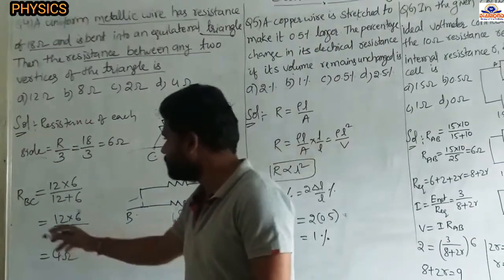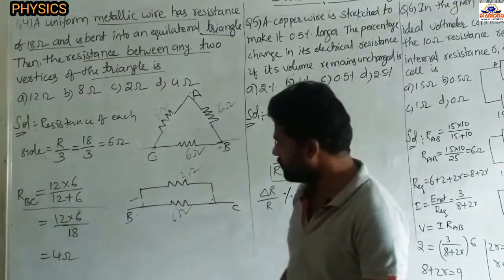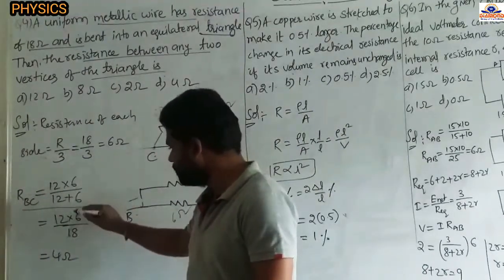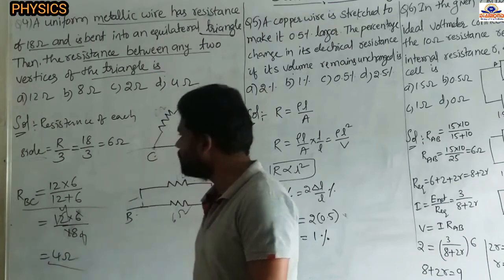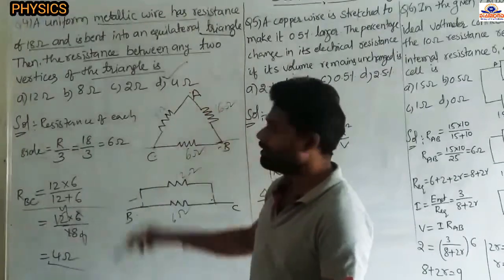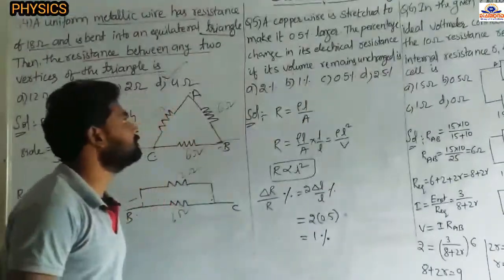So the parallel combination of resistance is 12 into 6 by 12 plus 6. Now 12 into 6 by 12 plus 6 is 72 by 18. 6 ones are 6, 6 threes are 18, 3 ones, 3 fours. So 4 ohm is the right answer. Very easy question. Okay, see the next question.